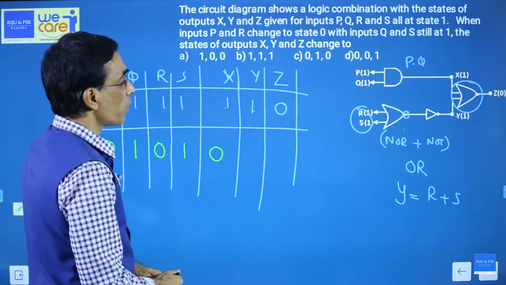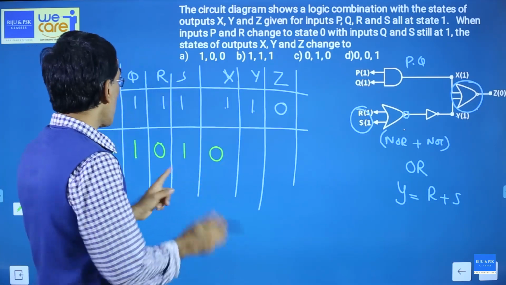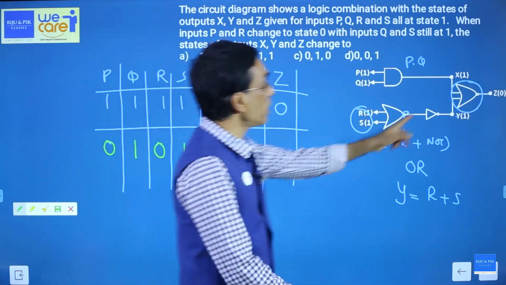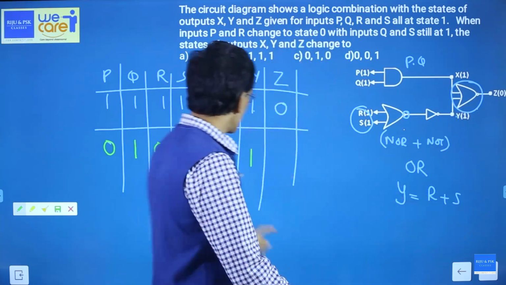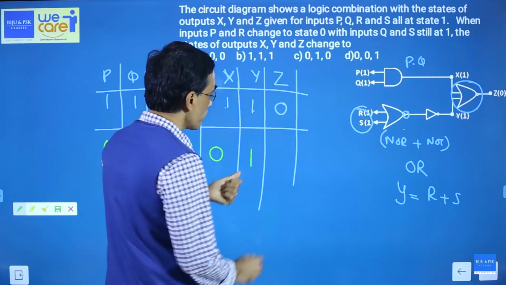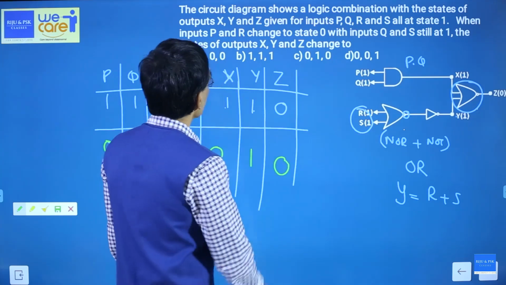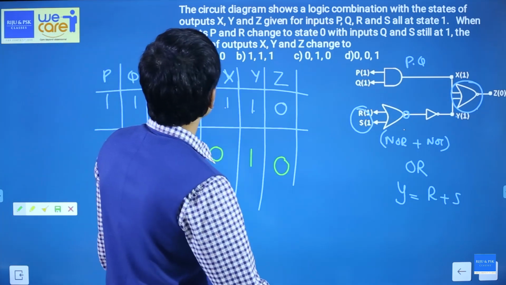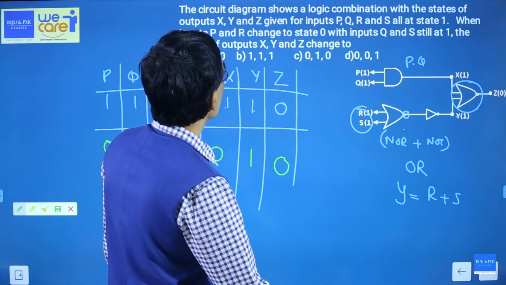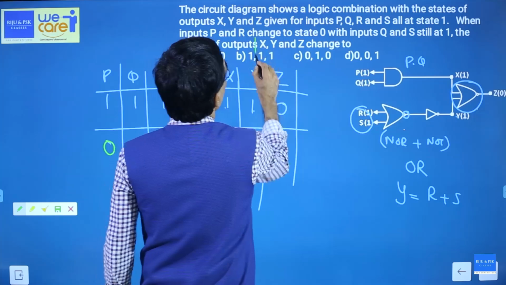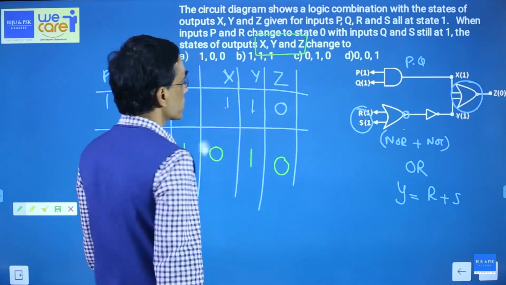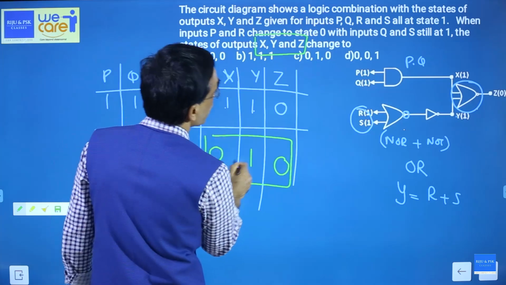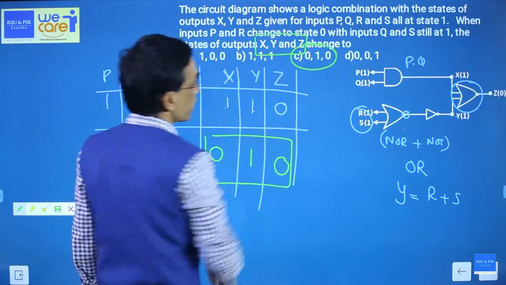Fine. And what about Y? Y is the OR operation of R and S. That will remain 1. Fine. And this is a NOR gate. So when the NOR gate has 0 and 1 as the input, the output will become 0. Okay. Now the new values of X, Y and Z are 0, 1 and 0. Option C will be your answer.